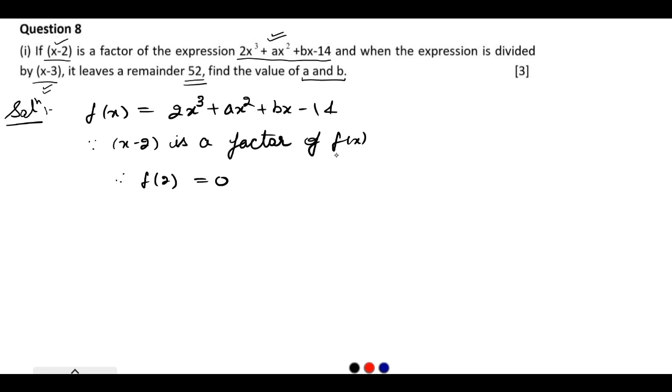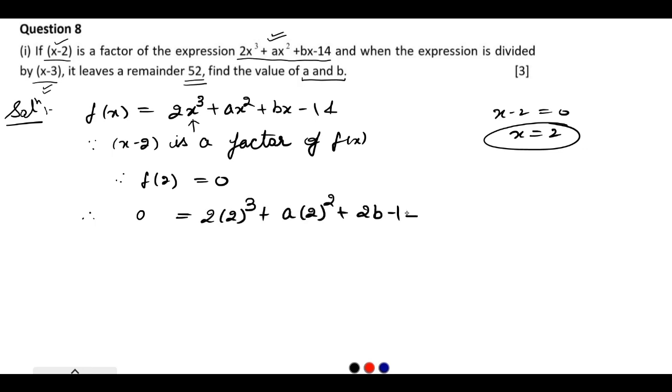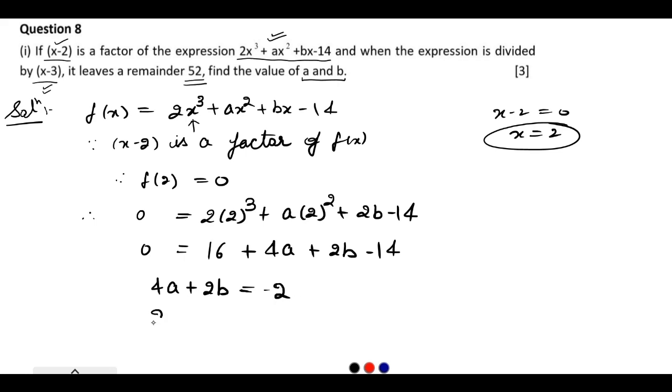If x minus 2 is a factor of fx, then f2 is equal to 0 by factor theorem. Since x minus 2 is equal to 0, then x is equal to 2. So f2 is equal to 0. Therefore, 0 is equal to f2, the value we will find out by replacing x by 2. Now dividing by 2, 2a plus b is equal to minus 1. This is equation 1.